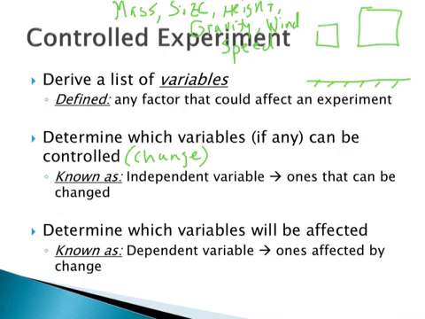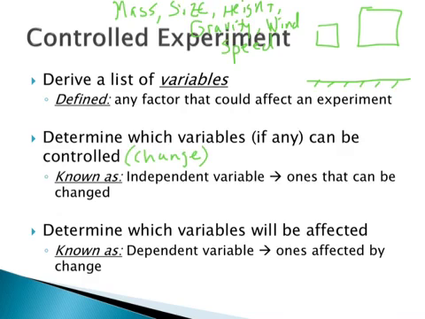These variables are known as the dependent variables. Dependent, to depend, means that it relies on something else. So if I change one of the independent variables, will something else be affected? Okay? The one that is affected by the change is known as the dependent variable. So from the list of variables we're going to come up with what is our independent, what is our dependent, and we're going to go from there.